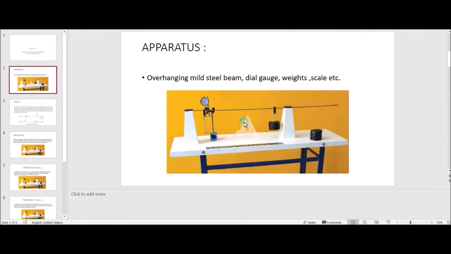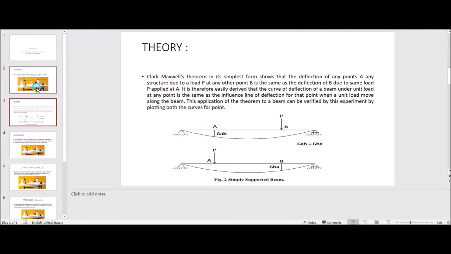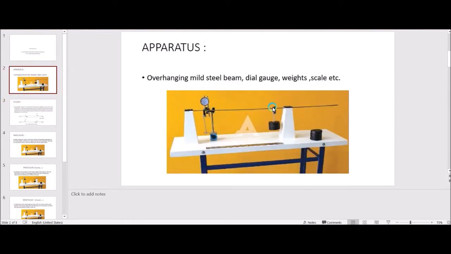Okay, if we do this experiment in the laboratory, this is the simply supported beam with the overhang. This is the type of overhang beam, and this is of mild steel. So we require the dial gauge, weights, and the scale. Suppose this is the point A and this is the point B.